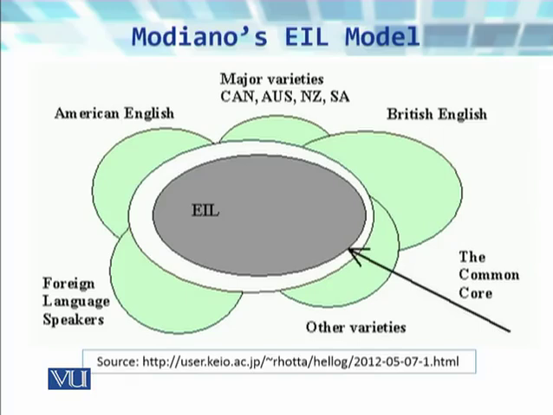This circle is then followed by several other circles, in fact, 5 different circles, which represent major varieties of English, for example, Canadian English, Australian English, New Zealand English, South African English. Then we have a circle which represents British English. Then we have a circle which represents other varieties of English, and then another circle which represents foreign language speakers, and finally a circle which stands for American English. So we see again that this is a very democratic kind of model. We have American, British English at the same position as foreign language speakers.